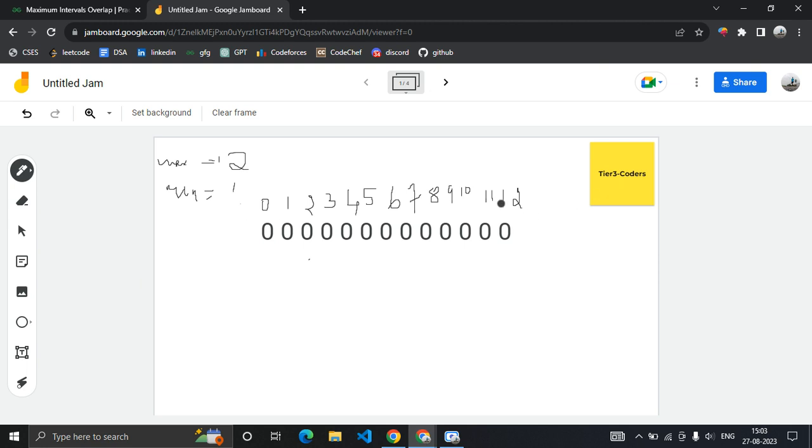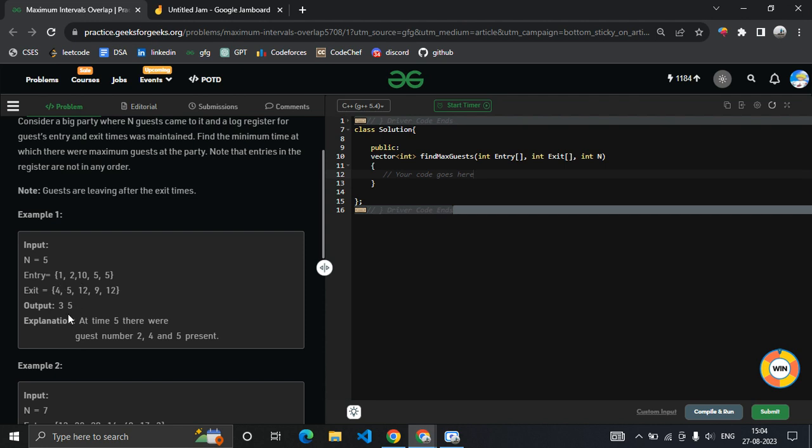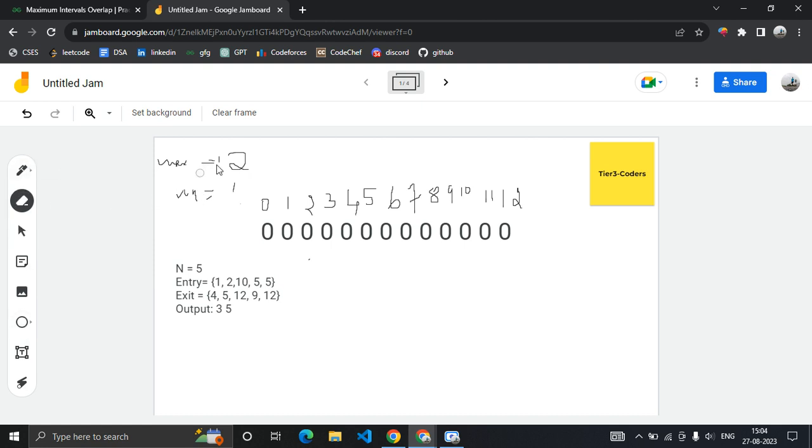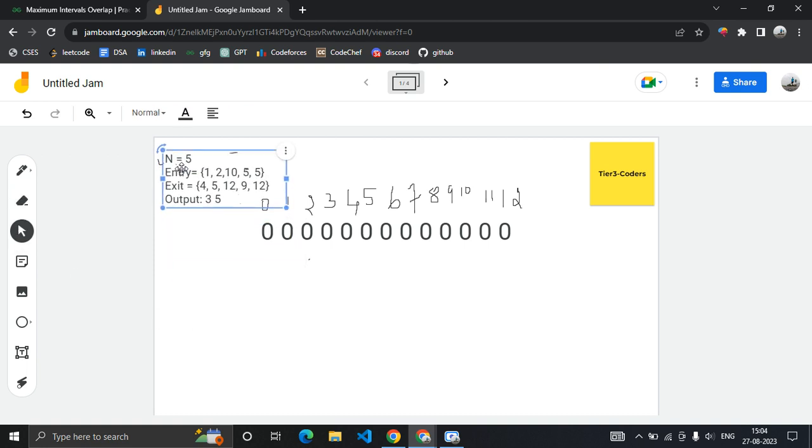Now, what is the approach? In this question, the first guest entered at 1 and exits at 4. I will increment the indices 1 to 4, so 1 here, and 2 also 1, 3 also 1, and 4 also 1.